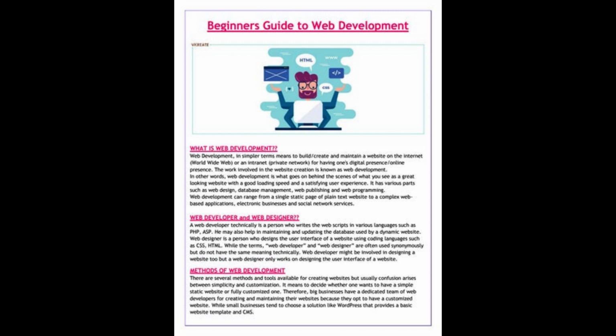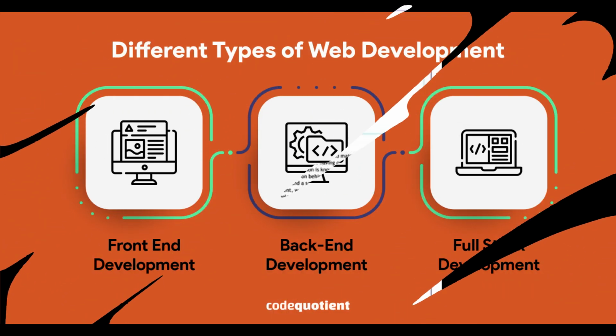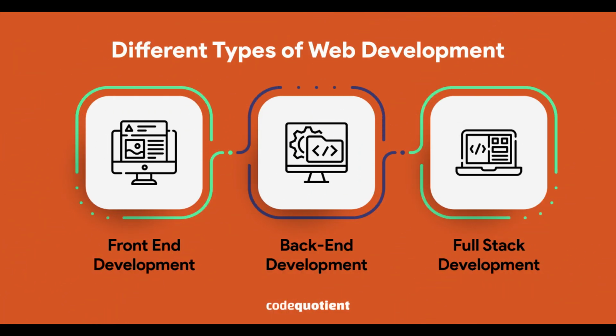Methods used in web development. There are several methods and tools available for creating websites, but usually confusion arises between simplicity and customization. It means to decide whether one wants to have a simple static website or a fully customized one. Therefore, big businesses have a dedicated team of web developers for creating and maintaining their websites because they opt to have a customized website, while small businesses tend to choose a solution like WordPress that provides a basic website template and CMS.